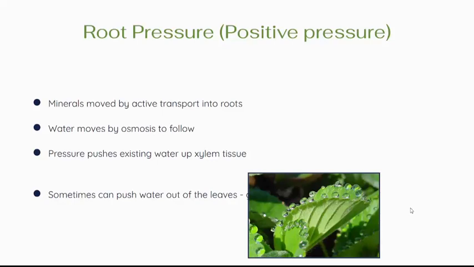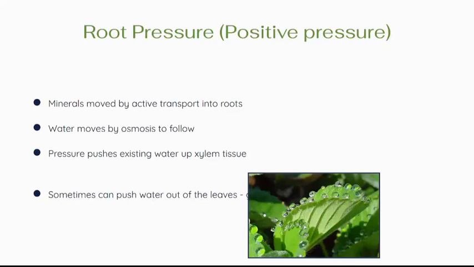So root pressure. What is root pressure? Minerals are moved by active transport into the roots. And when you say active transport, you know that something is doing something. Some cells are being active. Whether it's a membrane protein constantly catching some minerals and moving them inside, or whatever, you just gotta know that a cell is using energy to transport these minerals. Water moved by osmosis will eventually follow. And when it follows, the pressure pushes the water up the xylem tissue.